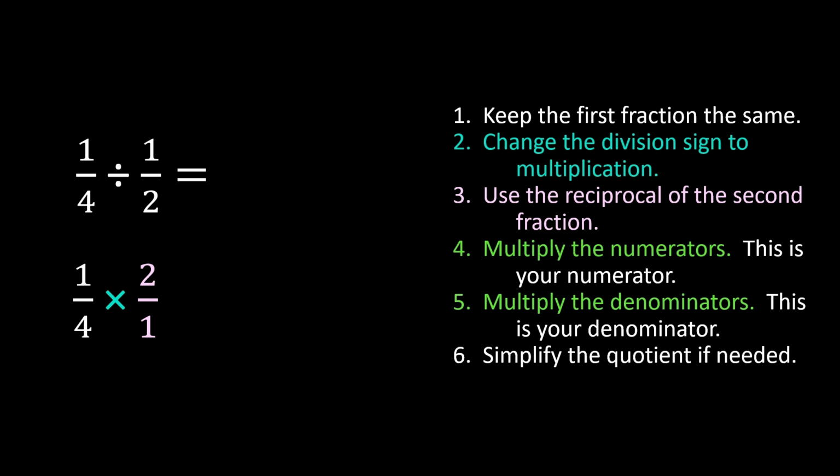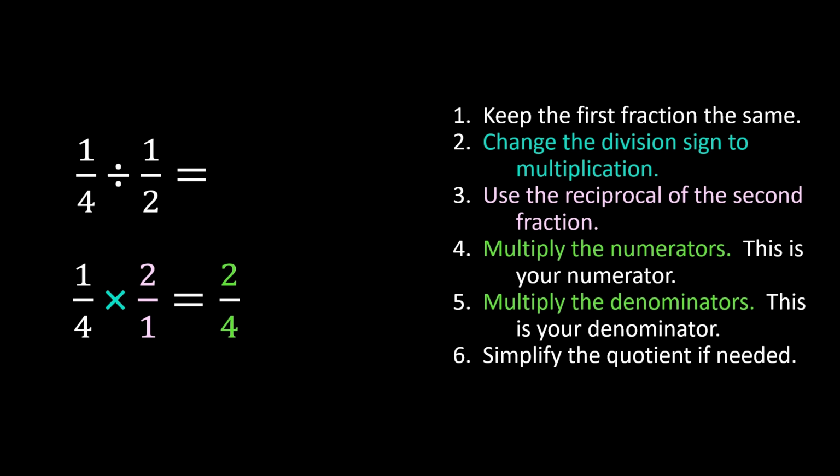And again, it's really important to show these steps rather than write over your original problem so you can see exactly what you have and exactly the problem that you're going to be doing. We're on step 4 now, which is multiplying the numerators. So I'm going to multiply 1 times 2, and 1 times 2 is 2. This is going to be the numerator in your answer. Then we'll multiply the denominators. 4 times 1 is 4, and this is the denominator in your answer.